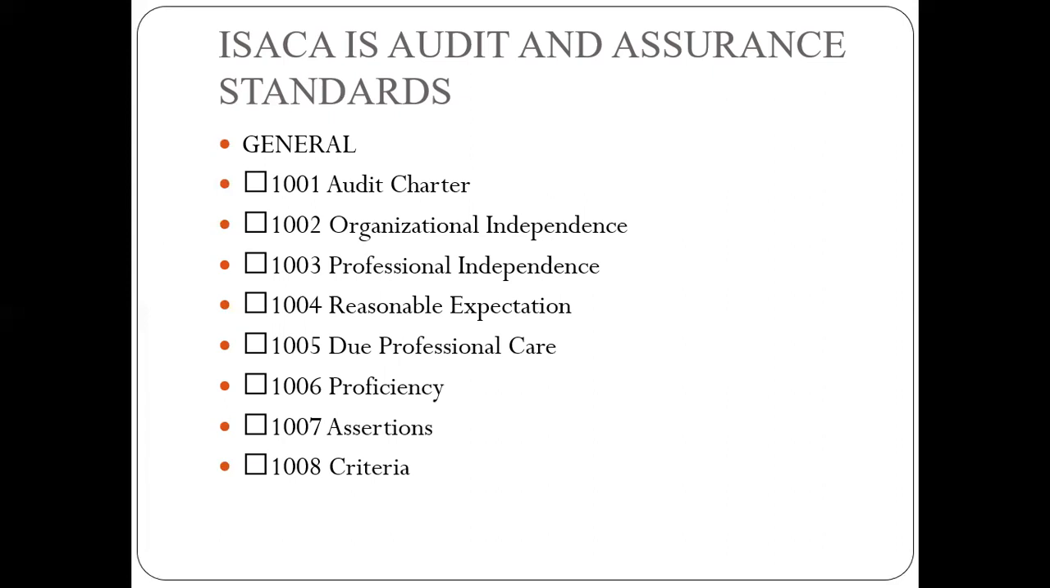Assertions, 1007. Assertions are made by management. It is the job of the auditor to confirm, to validate or invalidate the assertions. So anybody can present a report to you in the course of audits. It is an assertion. For example, let me use financial accounting. You look at the financial statement of an auditee, and you see non-current assets, $20 million. Now, for that non-current asset, there are a lot of assertions there.